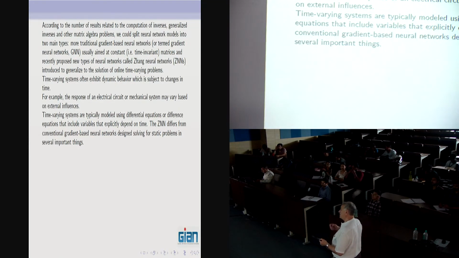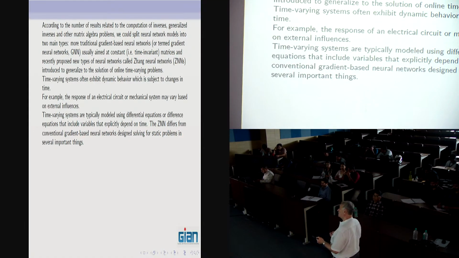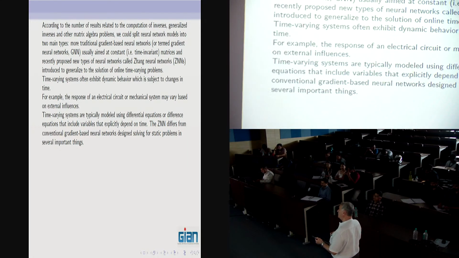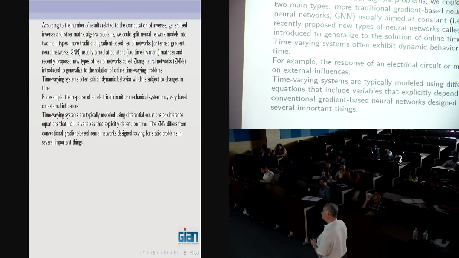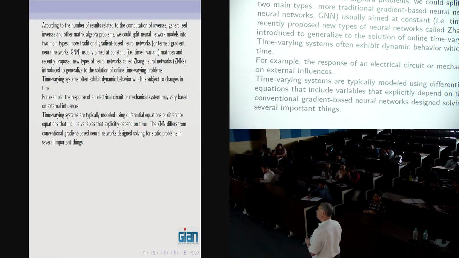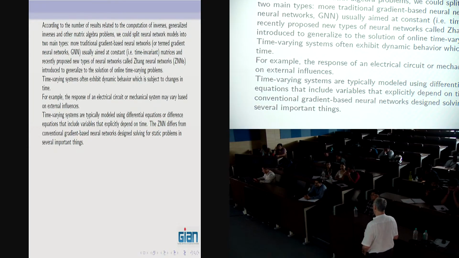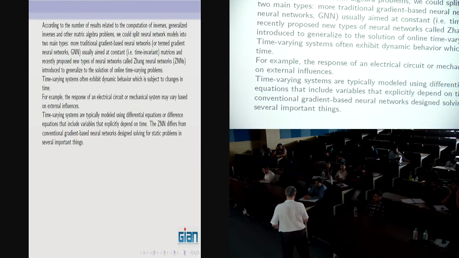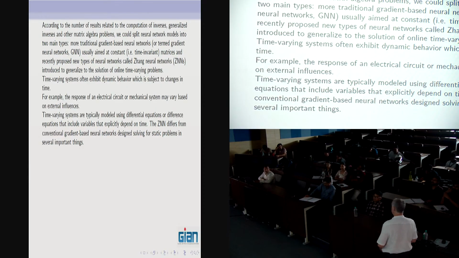Time varying systems are systems which exhibit dynamic behavior which is subject to changes in time. Many systems are time varying systems, in biology during evolution. My colleague from Greece investigated the time varying case. It is much better to investigate problems in economy as time varying than static.